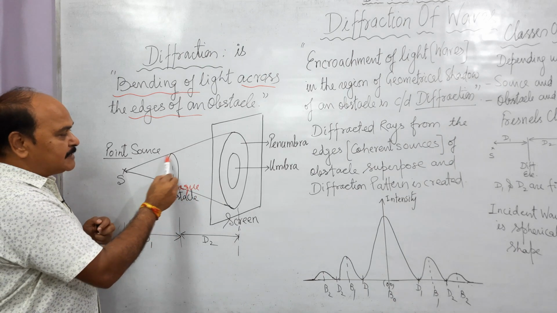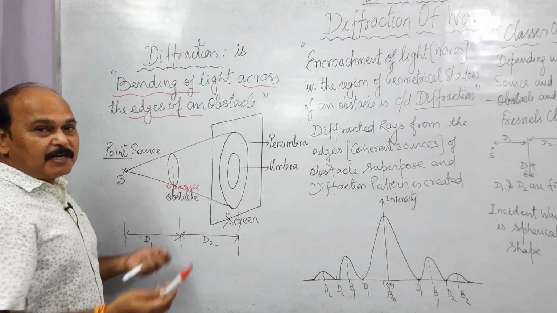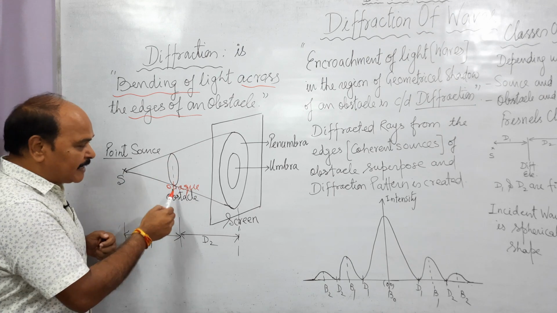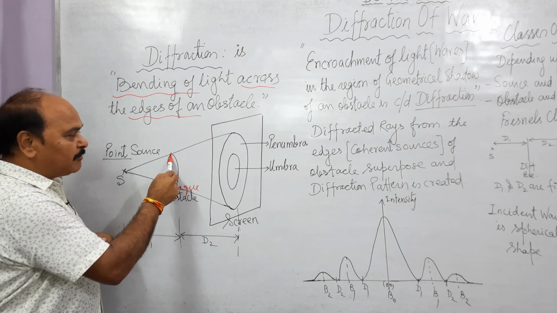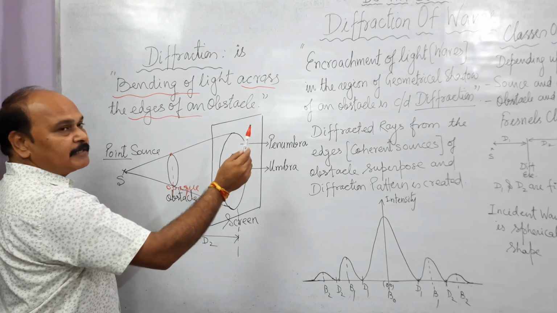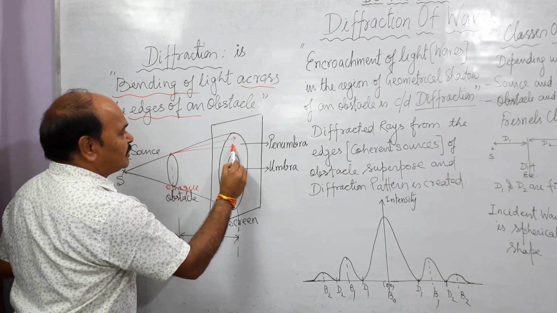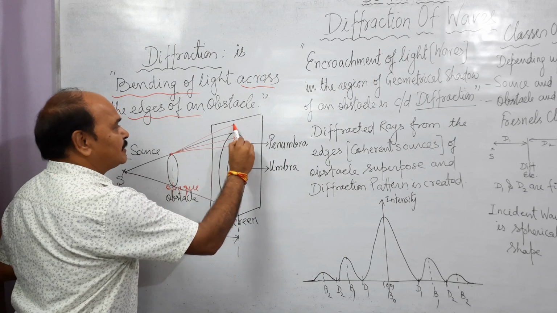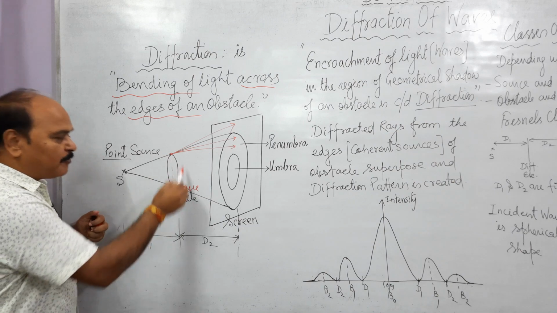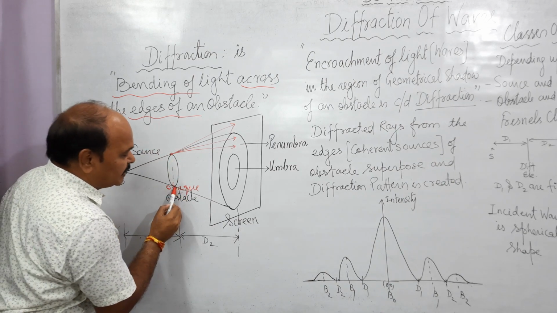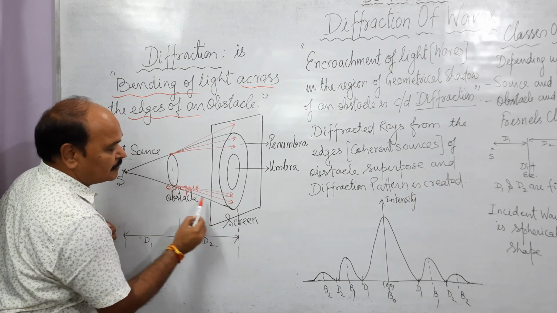Well, the light which hits the edges, how many points are there over the edges? There are infinite points. So when light falls over the edges of an obstacle, that light, after falling over this particular point, say, doesn't travel straight. It travels in all directions. It travels like this, and it also travels like this. So likewise, from each and every point over the obstacle, the light bends and travels in all directions. This way.